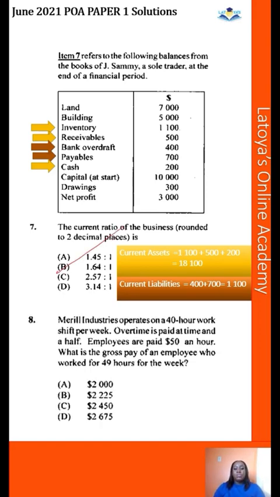Merrill Industries operates on a 40-hour work shift per week. Overtime is paid at time and a half.